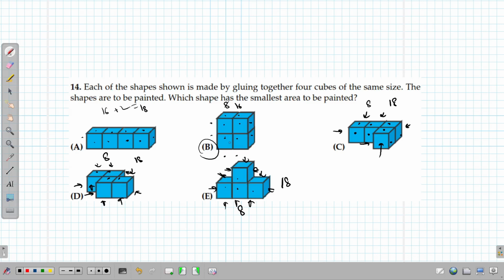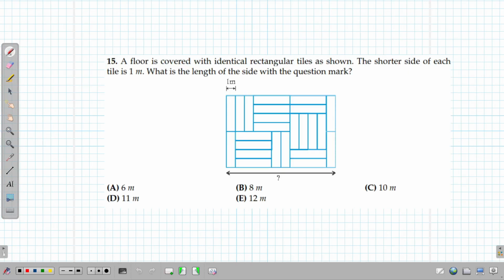Now we're going to question number 15. The question says, a floor is covered with identical rectangular tiles as shown. The shorter side of each tile is 1 meter. What is the length of the side with the question mark? So I would urge you guys to pause this video now and give it a try.